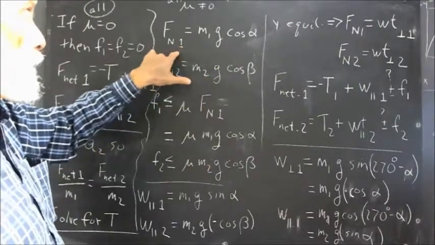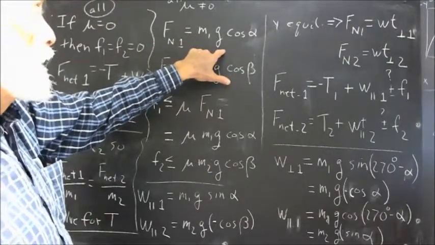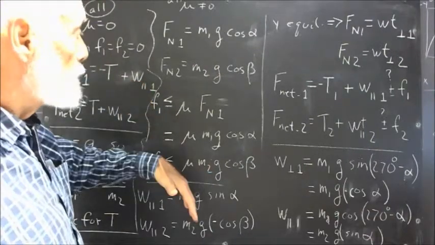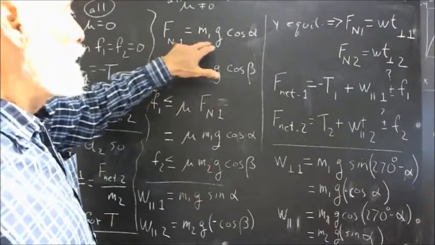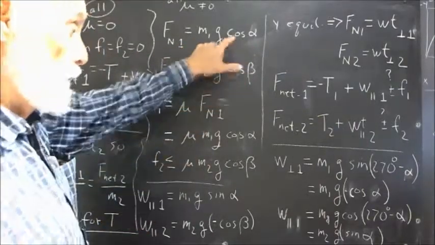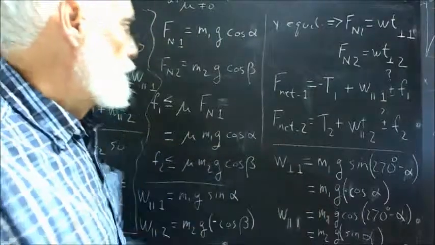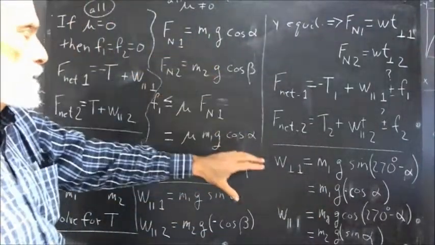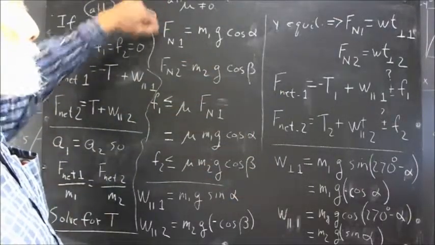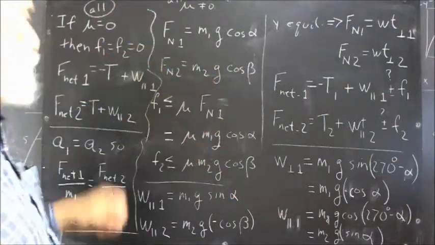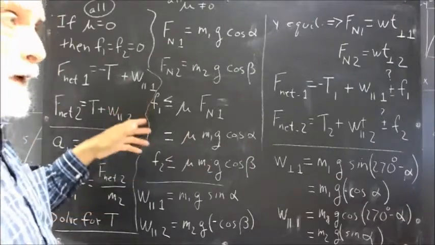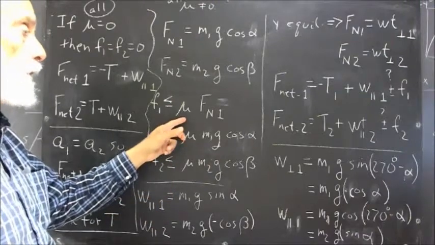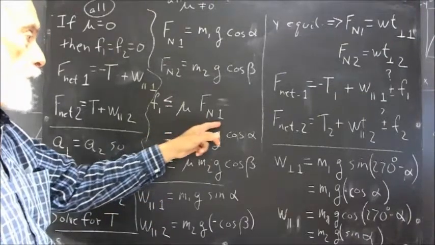So for the first mass, the weight is m1g, and the perpendicular component of that weight will be negative m1g cosine alpha, if you want to do that. I really prefer the circular definition, but you know, we'll reconcile that later. And Fn2 will be this. Okay? Now, what do we know about the frictional force? We know that the frictional force can't be greater than the coefficient of friction times Fn1.